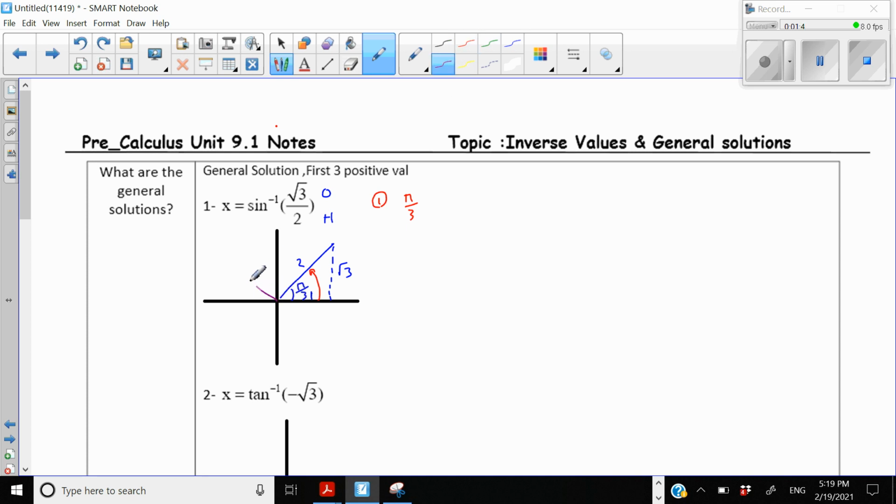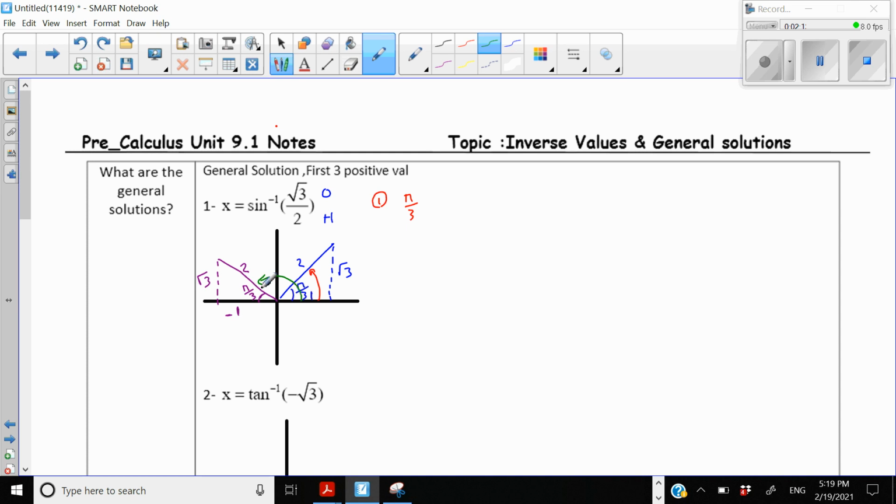The angle could also be on the second quadrant. So this is my reference angle and this is the right triangle. Opposite is radical 3 and hypotenuse is 2. The other side will be 1, or basically negative 1 because it's on the left side. And I see the special right triangle of 30, 60, 90. And this angle is pi over 3.